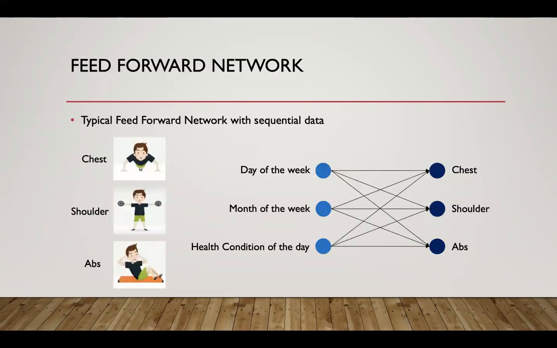Let's work through a very simple example. Let's say that David works out in the sequence of chest, shoulder, and abs, one workout a day, regardless of what day it is. So Monday he does chest, Tuesday shoulder, Wednesday abs, and Thursday back to chest. For a typical feed-forward net, we will use different features such as day of the week, month of the week, and the health condition of the day as inputs, and a complicated voting system to predict what the next workout will be, but the result won't be as accurate as what we can simply get from the predefined sequence of workouts.